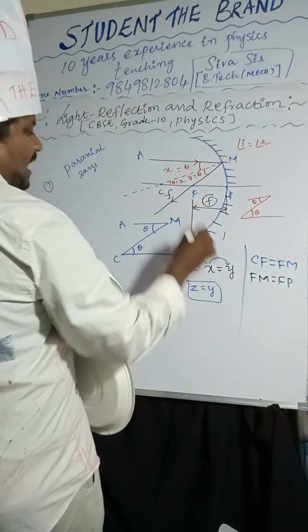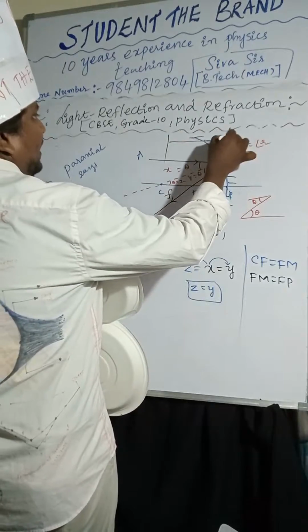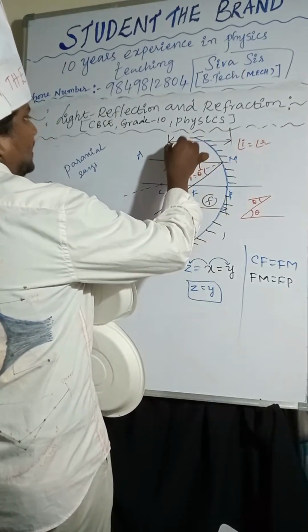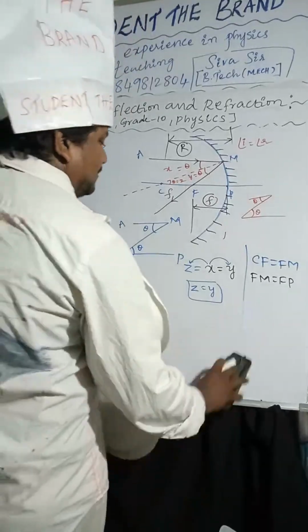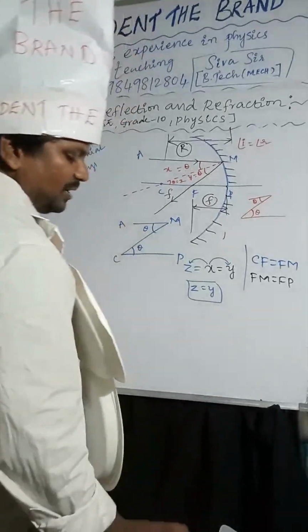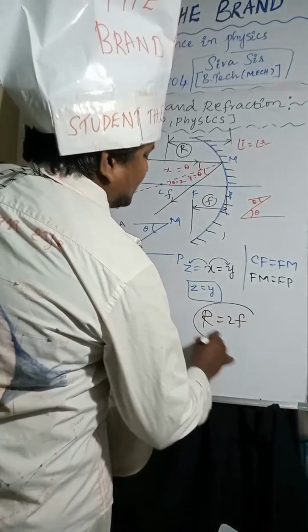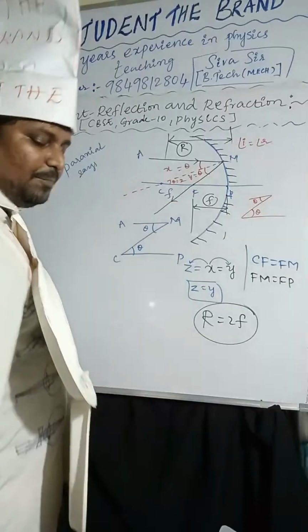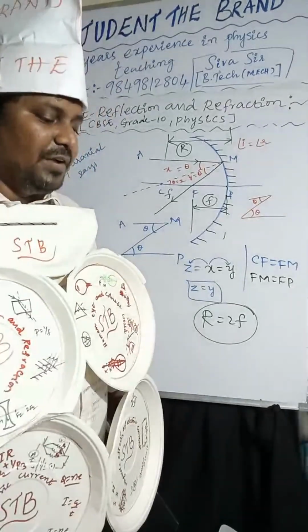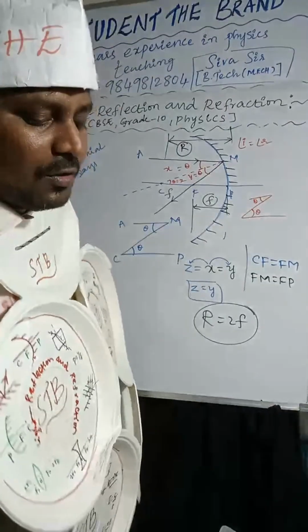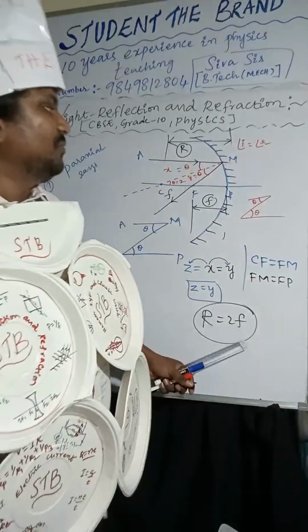The distance between center of curvature and pole is called radius of curvature. So R equals 2F. I hope you got it. The radius of curvature is twice the focal length.